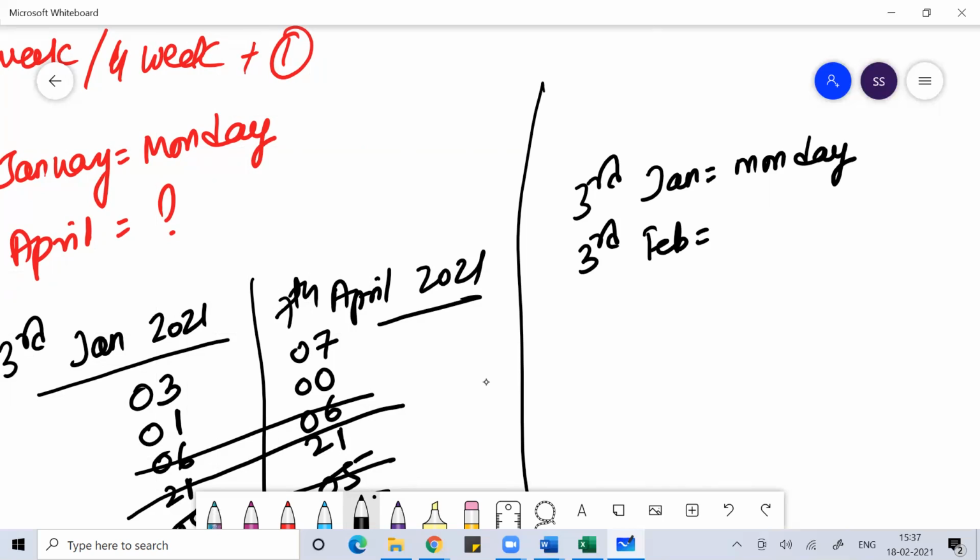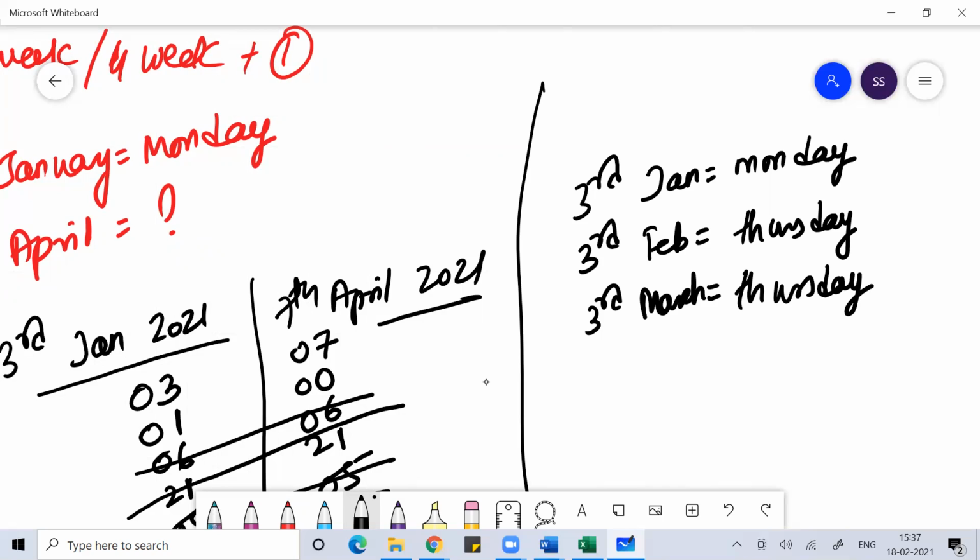31 days in between means what? 31 days means 4 weeks plus 3 days extra. So 3 days extra means 3rd Feb would be Thursday. Then 3rd March, which day will it be? This is a non-leap year, and February has 28 days. 28 days means exactly 4 weeks. So 3rd March will also be Thursday only.